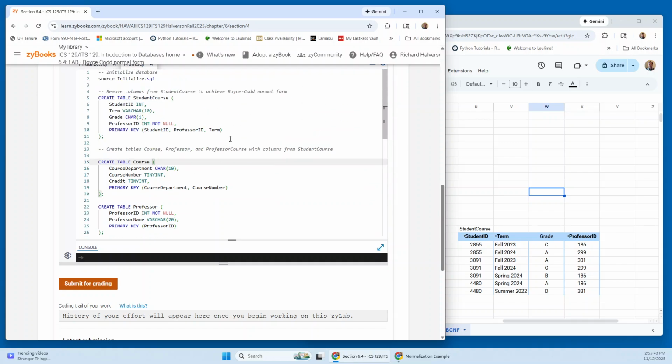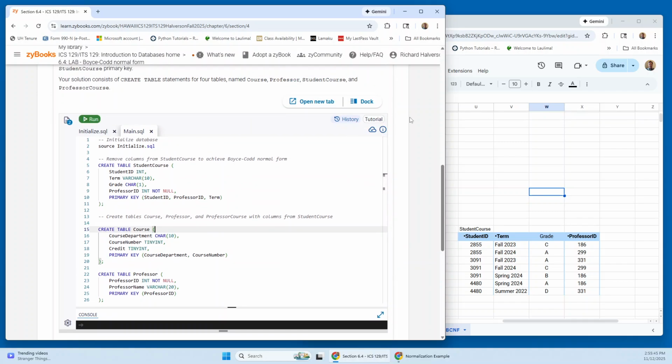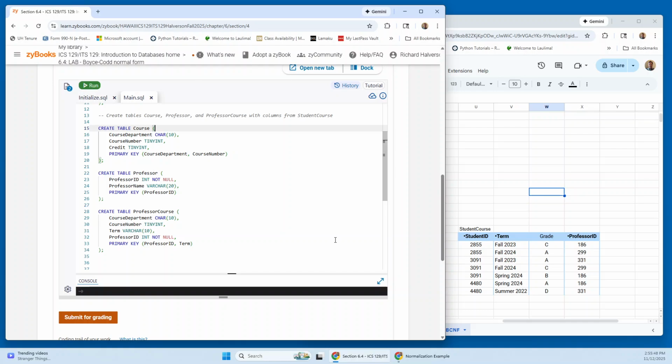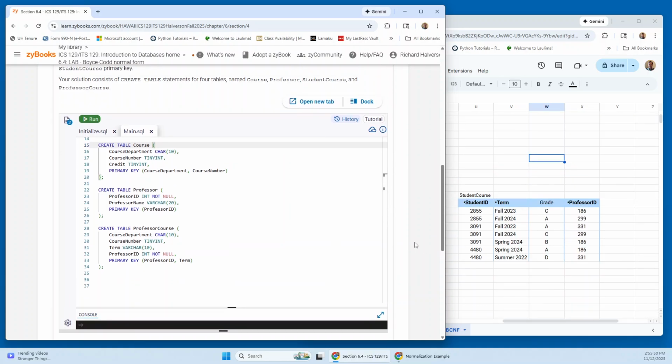I think that should work. I guess I might as well submit for grading. Gee, I can't. How does it go, run it? I'm going to run it.